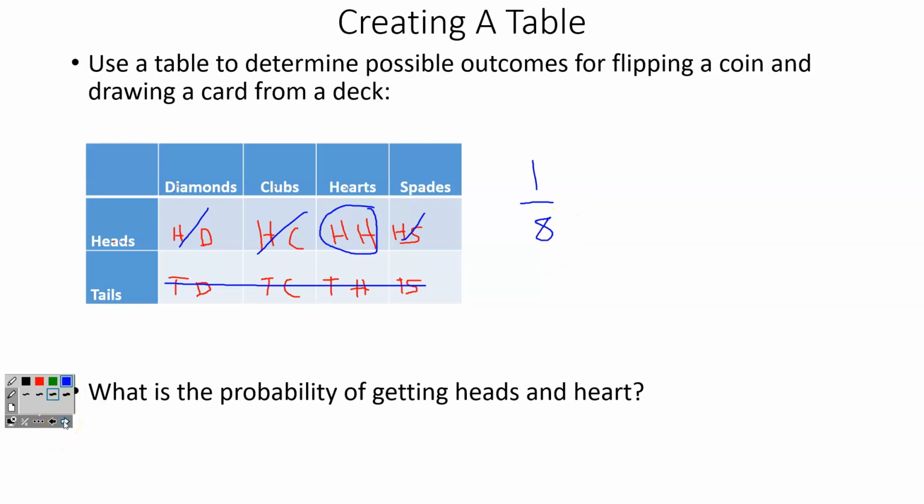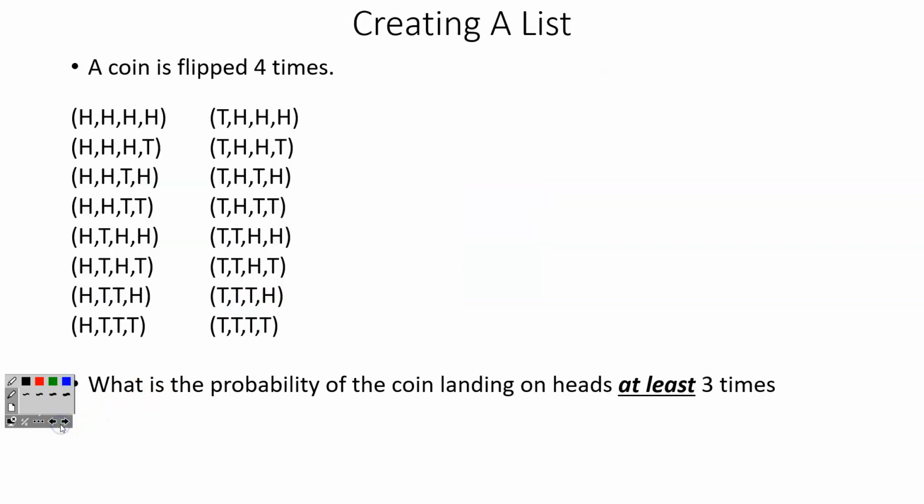So tables are another way you could do it. Tables are really good if you only have 2 actions you have to worry about. So action 1 is heads or tails. Action 2 would be diamonds, clubs, hearts, or spades. If you're trying 3 or 4, this can get kind of messy. So 3 or 4, you probably want to go with a tree or something. So a list, you might see outcomes listed out like this, where they're kind of in parentheses.